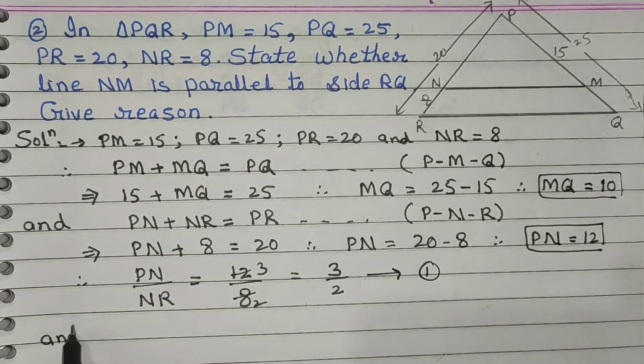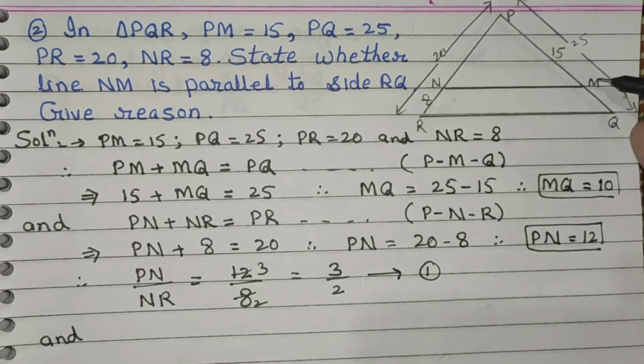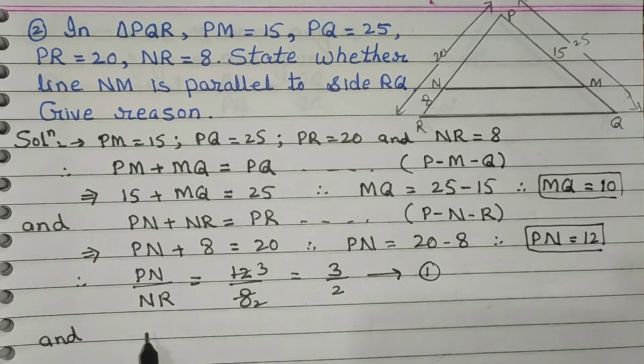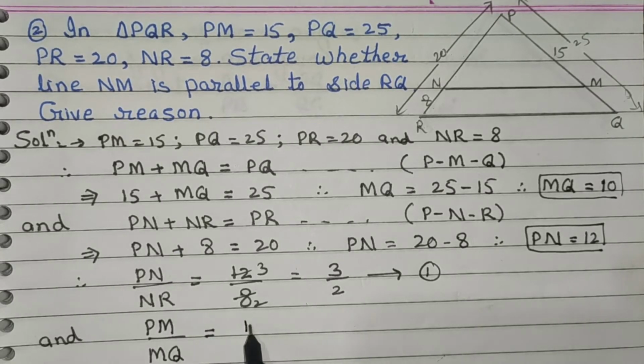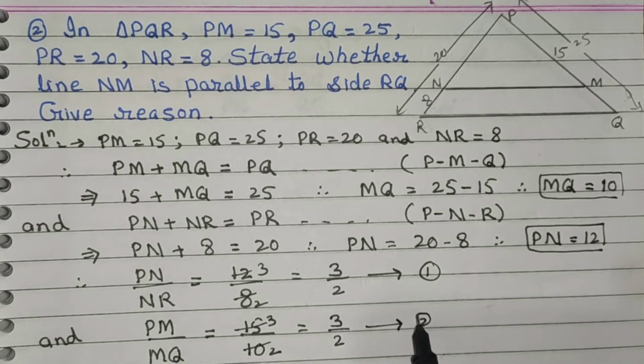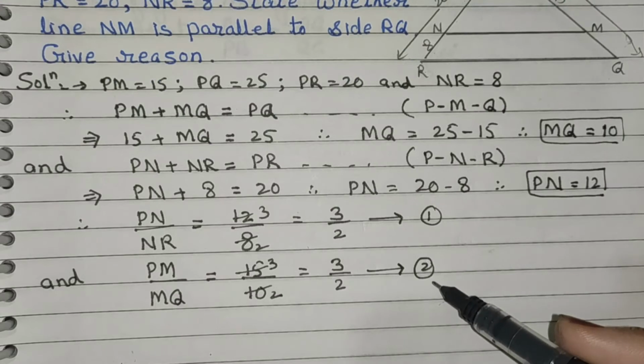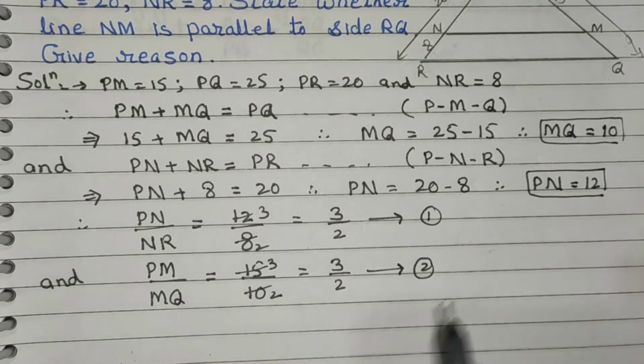And now the second ratio is PM upon MQ. Now substituting the values here, we get 15 upon 10. Now cancel it, 5 3s are 15, 5 2s are 10. Now we get the value here 3 upon 2. Equation number 2. In both the equations, we get same value.